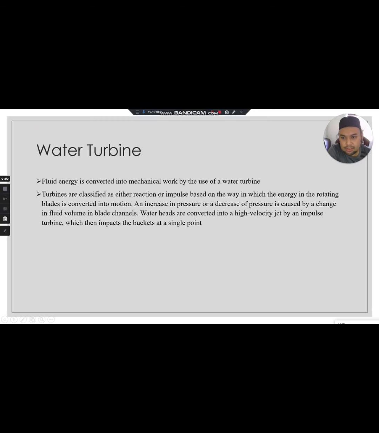Okay, firstly there is the water turbine. As you can see, in a water turbine, fluid energy is converted into mechanical work. Turbines are classified as reaction or impulse based on the way in which energy in the rotating blade is converted into motion. An increase or decrease of pressure is caused by a change in fluid volume in the blade channel. Lastly, the water head is converted into a high velocity jet by the impulse turbine, which then impacts the bucket at a single point.